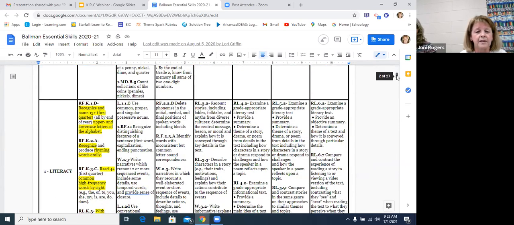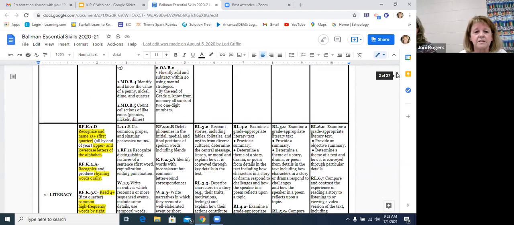We highlighted again here, recognize and name uppercase and lowercase letters, how many they need to know for that quarter. So we've moved into literacy here. Let's see.